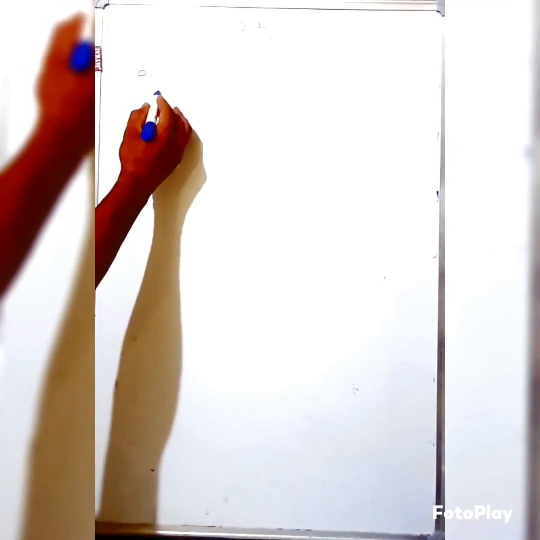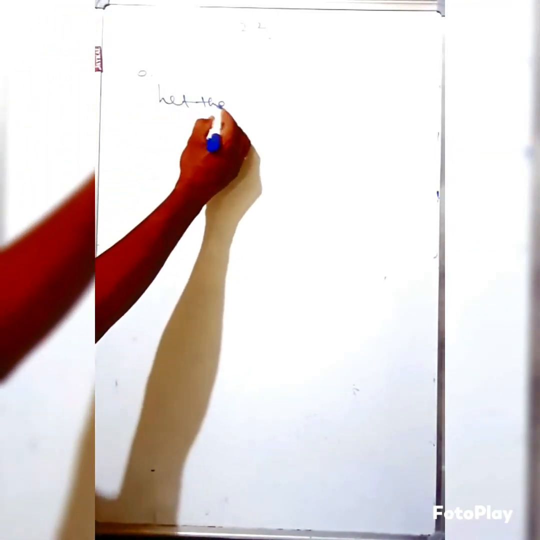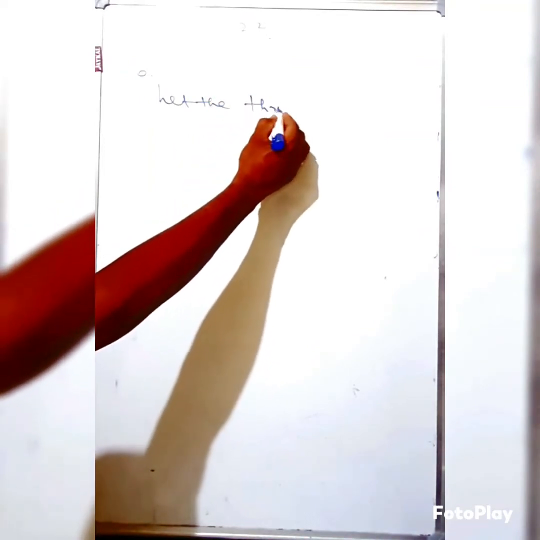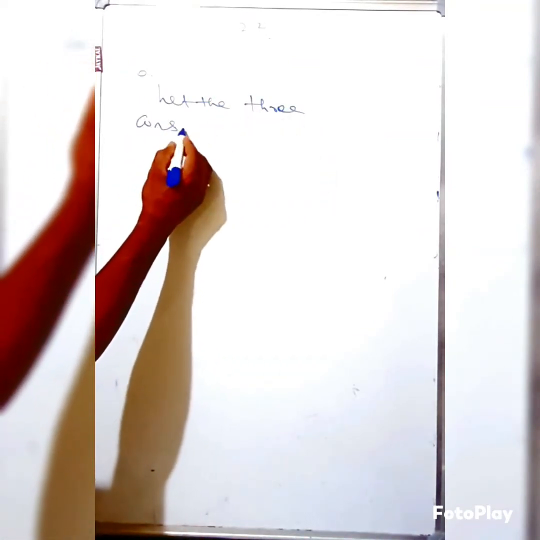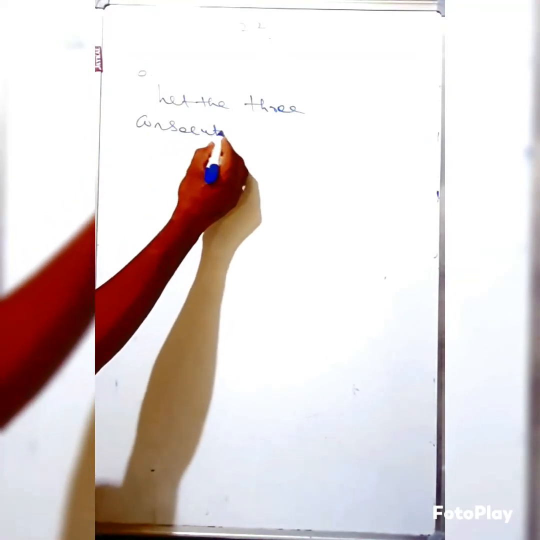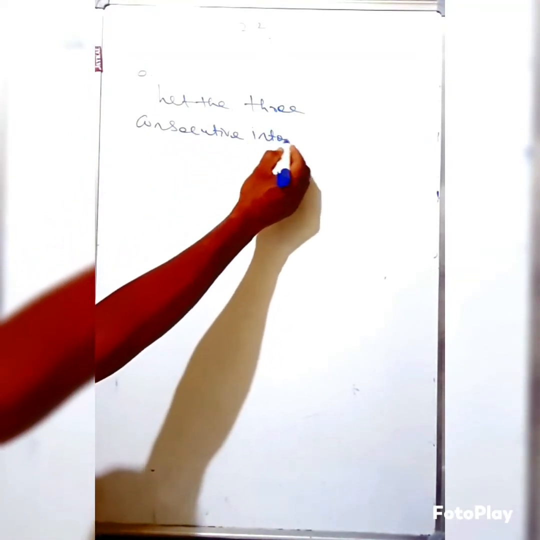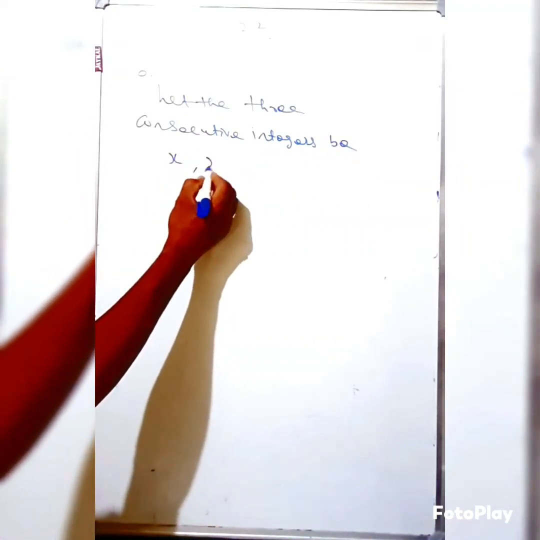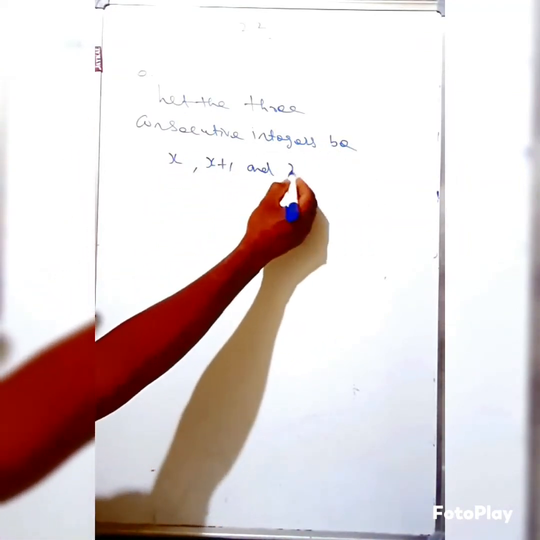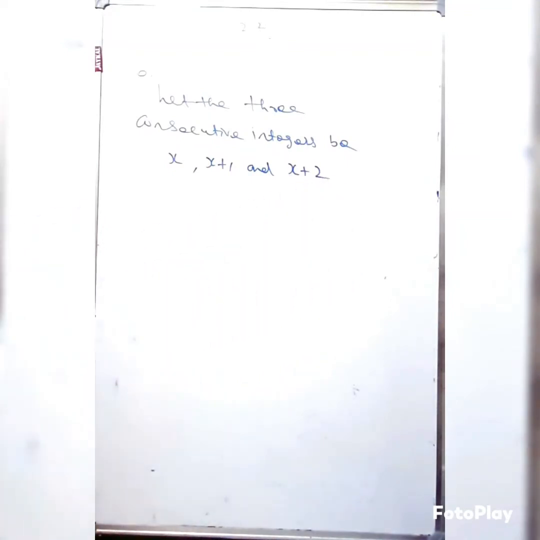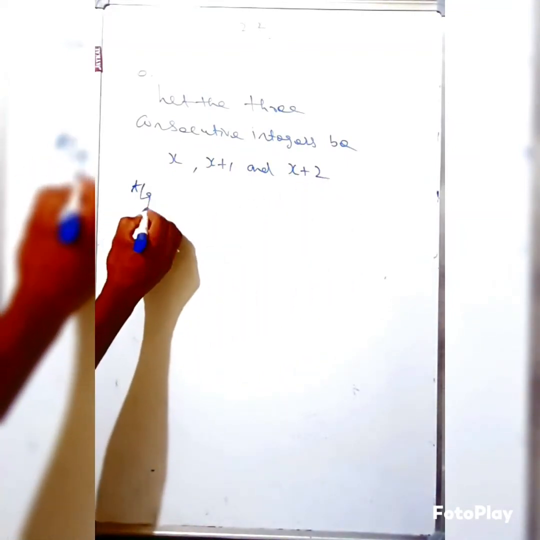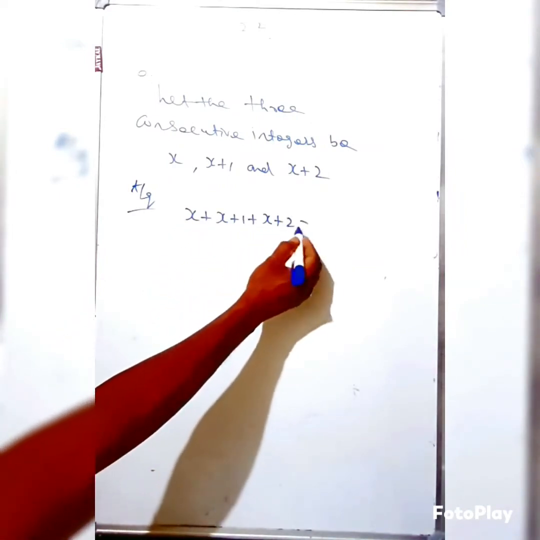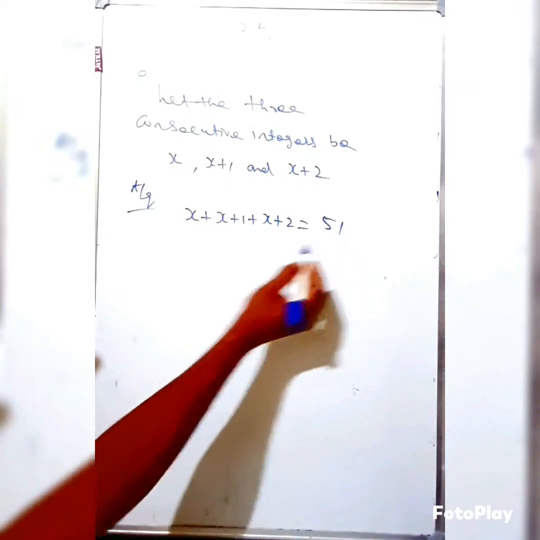So, we can say consecutive means continuous numbers. Let the three consecutive integers be x, x plus 1 and x plus 2. You can take it like that. And as per the question, if you add all of these together, it is given as 51.